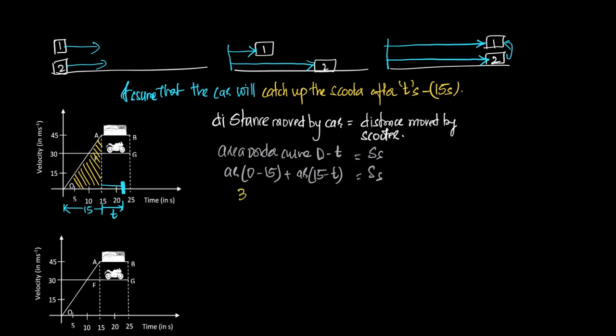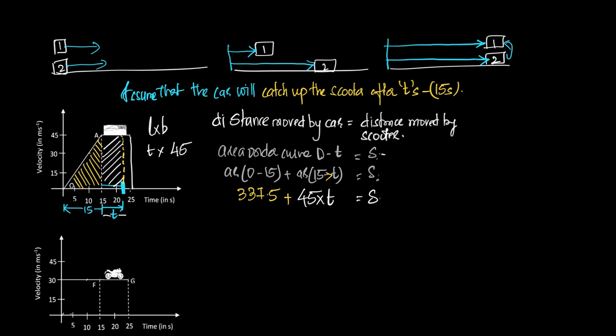So that distance is 337.5 meters plus the area under the graph from 15 to t. See, 15 to t means it is a rectangle. We are talking about this area, right? Now, what is the area of a rectangle? It is length into breadth. What is the length here? Length is time, because it is t. What is the breadth? Breadth is this much distance, and how much is that? It is 45. So this becomes 45 into t. This is the distance moved by the car.